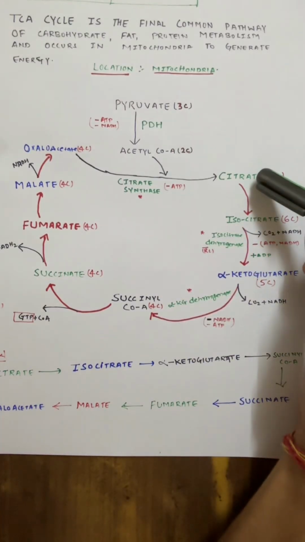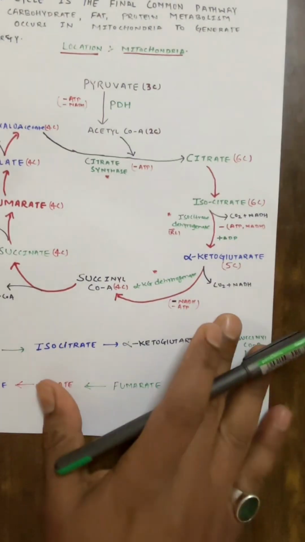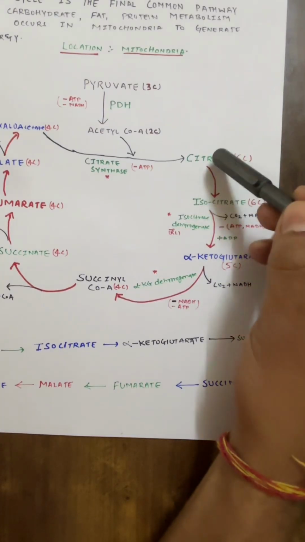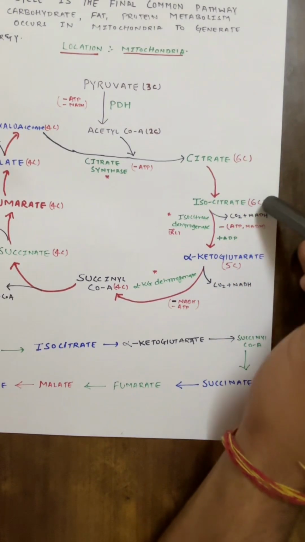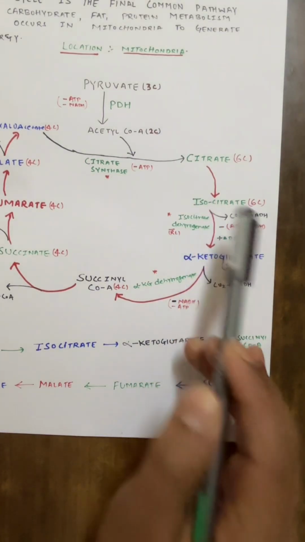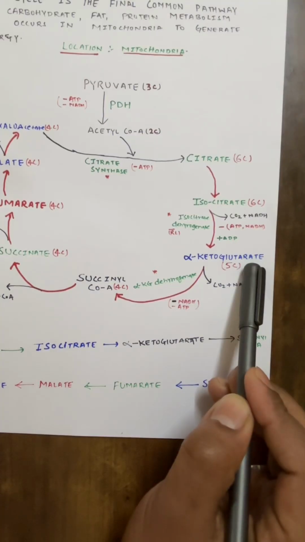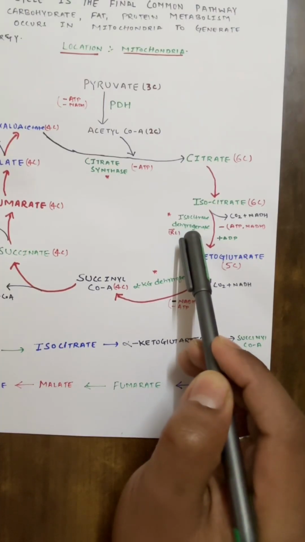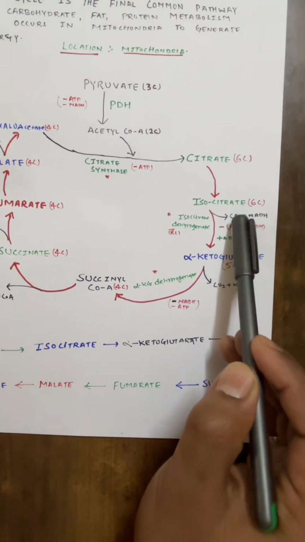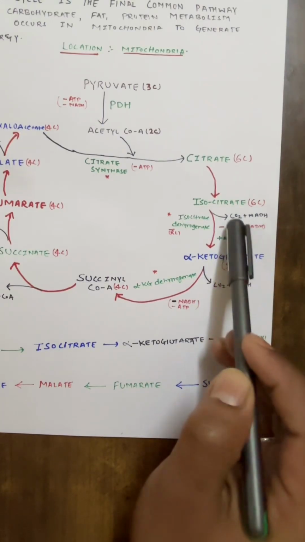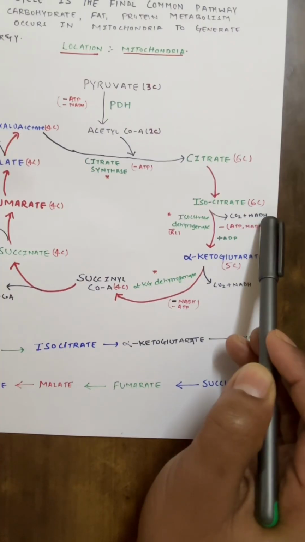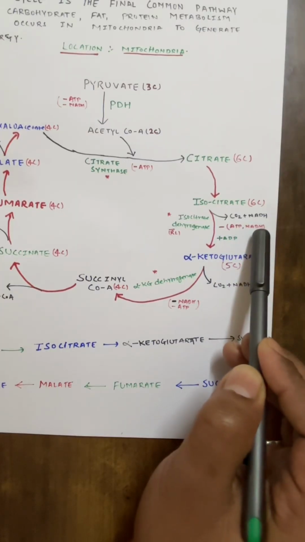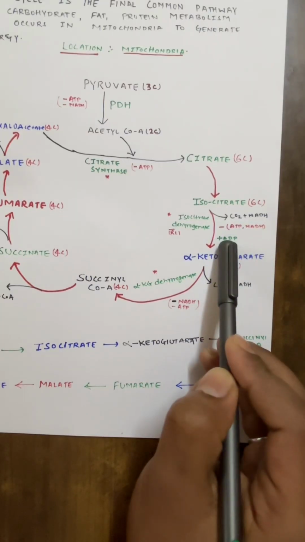Now once the citrate is formed, this citrate is converted to isocitrate. The iso is the same form of the citrate and this is also a 6 carbon compound. Now this isocitrate gets converted to alpha ketoglutarate, and over here the enzyme used is isocitrate dehydrogenase. In this step we get one molecule of carbon dioxide and one NADH. This step can also be inhibited by ATP and NADH, but this step is activated by ADP.